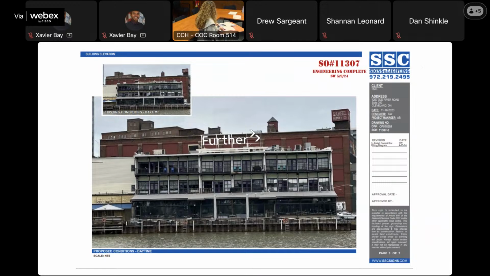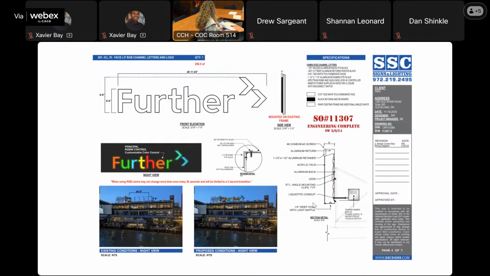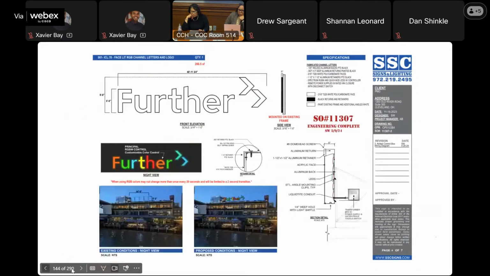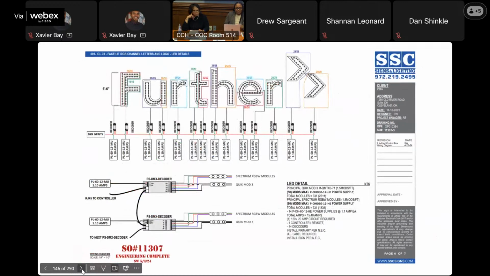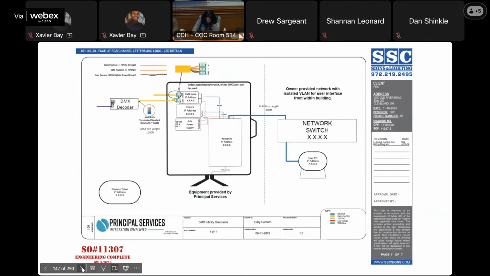Keep going. Further is an IT tech firm, so they plan on making their mark. Engineering drawings. It was like additional signage, that's why I didn't say it. Yeah, additional signage. Next slide.